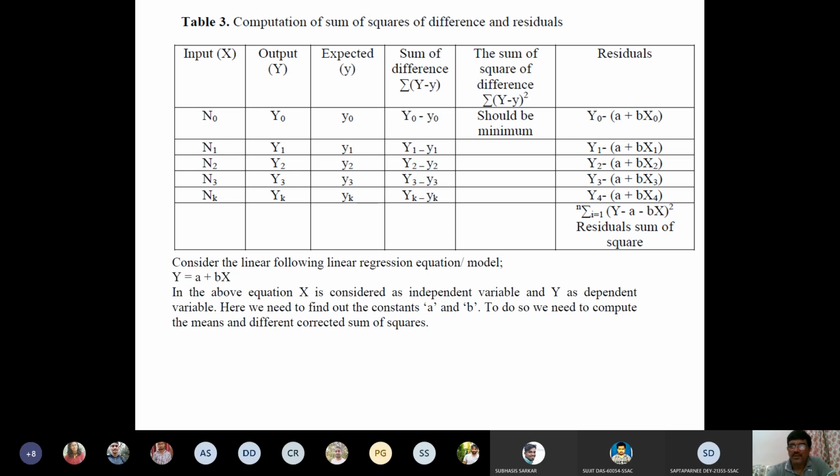The sum of difference you can do: column number 2 minus column number 3. So Y0 minus small y0 and so on. And then you make the total. You make the sum of square of these values, summation Y minus y whole square. You square these individual values of the difference and then make the total. And that total should be minimum. So a line which is giving this minimum total is the best fit.